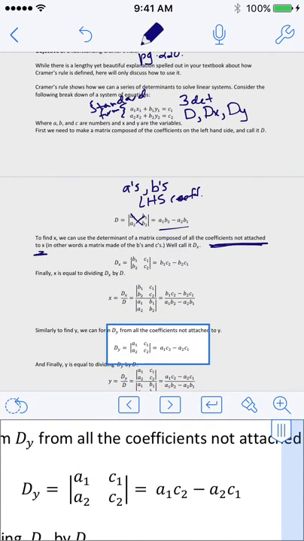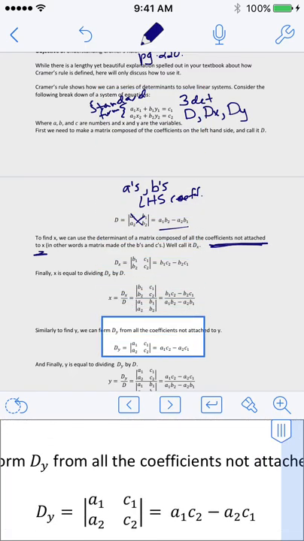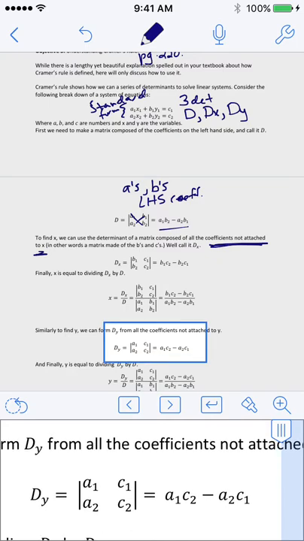The third one is, you guessed it, if Dx is a matrix made of all the stuff that's not x, then Dy is a matrix of all the stuff that's not y. In our original form, y had all those b coefficients, so there are no b's in our y matrix. It is a's and c's, so a1, c1, a2, c2. It's the x coefficients and the constants. Then we make a determinant out of that, just multiplying the diagonals. We end up with 3 different numbers.